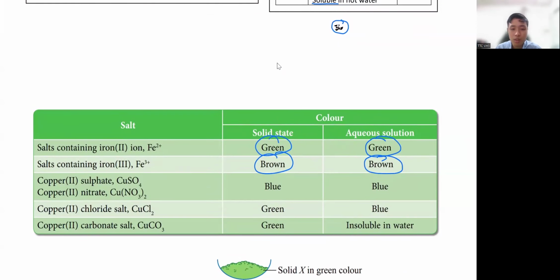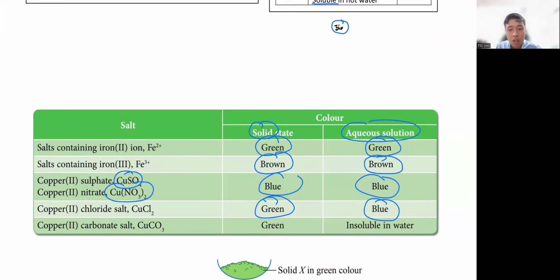Move on. Fe2+ green, Fe3+ brown. After that, CuSO4, Cu nitrate, all blue color. Most of the copper 2 solutions are blue color. After that you got copper 2 chloride. Copper 2 chloride in solid state is green. When in aqueous solution state, it is blue color. Means you add water, you become blue color.